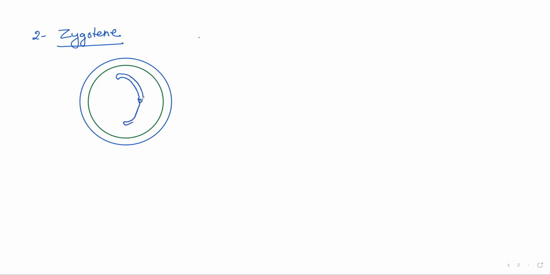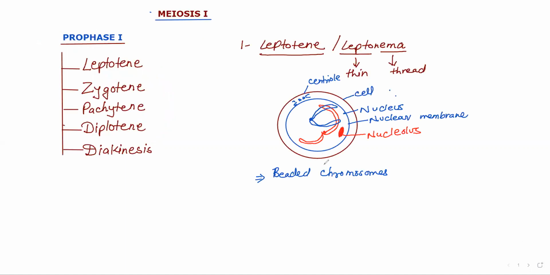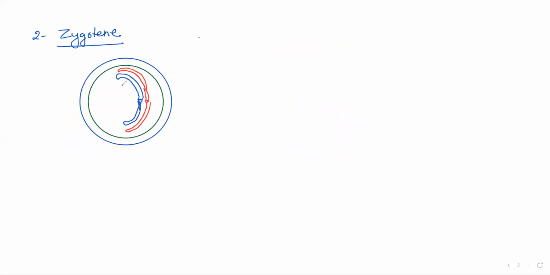Here is my first chromosome. Here you can see they start making the pair. As in the leptotene stage, here you can see thin thread-like chromosomes, whereas in the zygotene stage, here we can see what? Pairing of homologous chromosomes.